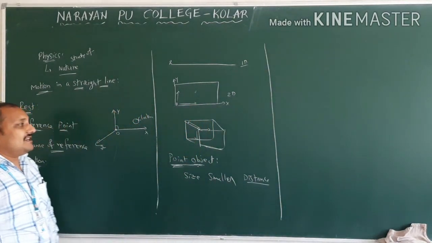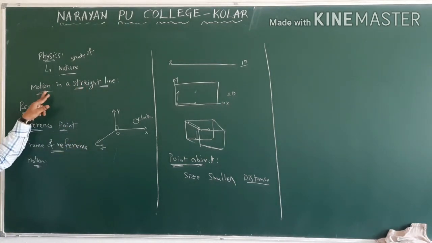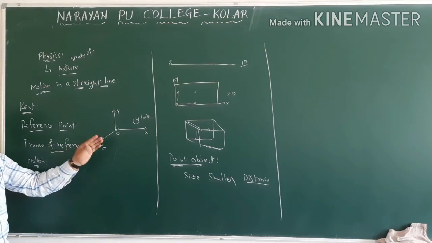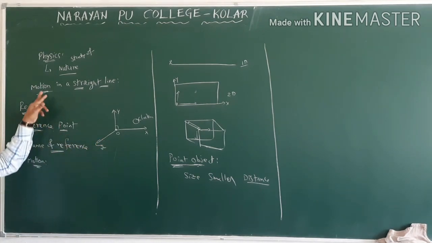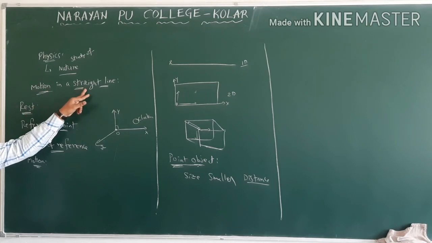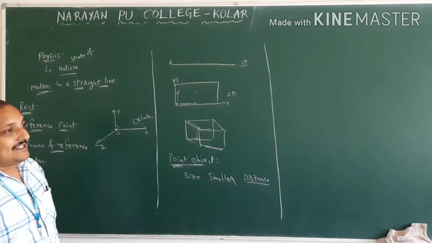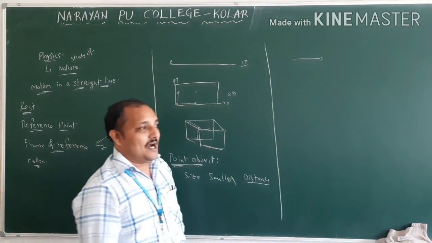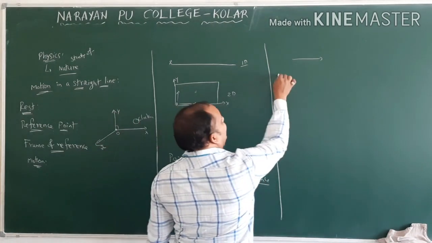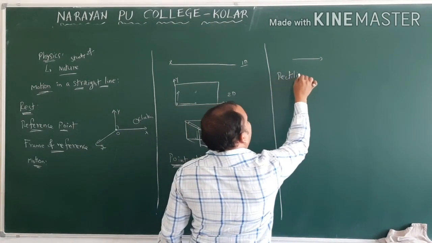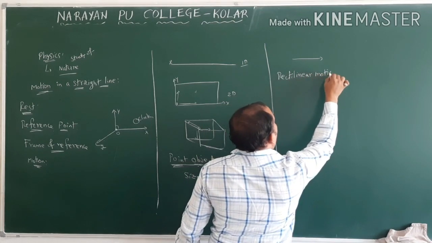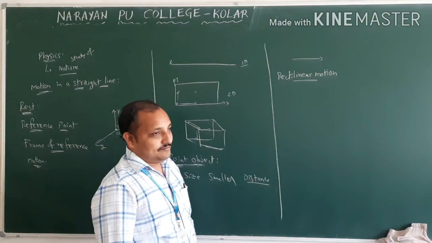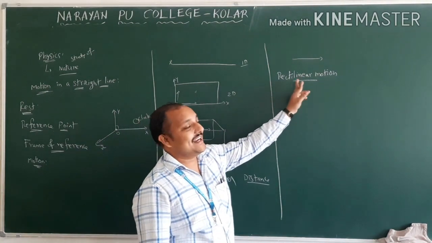In our lesson we are discussing only straight line motion. Now we understood what is meant by motion. If the object's position is changing with respect to time and surroundings, then the object is said to be in motion. So, motion in a straight line. What is meant by a straight line? Straight line means any line you can draw. If an object is moving in a straight line path, a linear path, we call it rectilinear motion. This is what we call straight line motion.